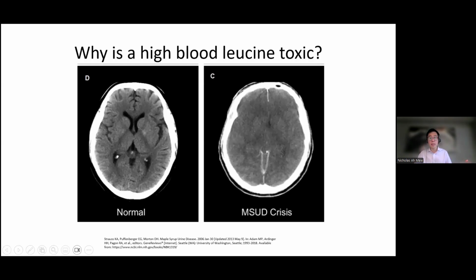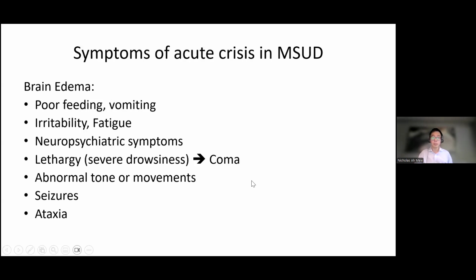Why is high blood leucine toxic? Well, similarly to ammonia, it causes brain edema. And as you can see here with the imaging of a patient on the right-hand side who was an MSUD patient in crisis. So much similar to patients that have hyperammonemia, this brain edema will result in a spectrum of features that includes poor feeding and vomiting, irritability, fatigue, potentially neuropsychiatric symptoms, lethargy that develops into coma, abnormal tone or movements, seizures or ataxia, or other neurological presentations.